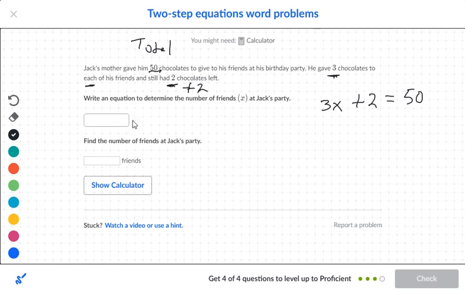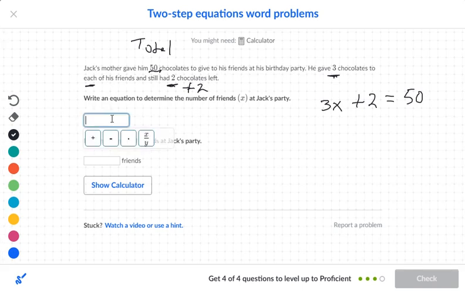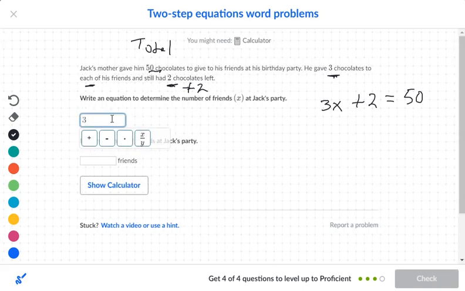He gave 3 chocolates to each of his friends. So that's going to be 3x because there's that word each. You want to look for each and per, and you'd be amazed how many times that does occur. Put down your plus sign and then go with your 2. Okay, press your equal sign and then put in 50 because that's your total.